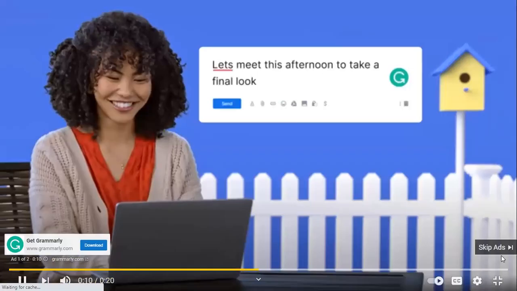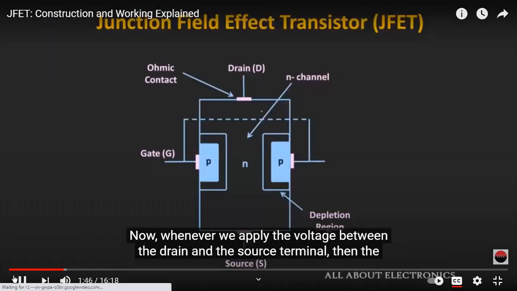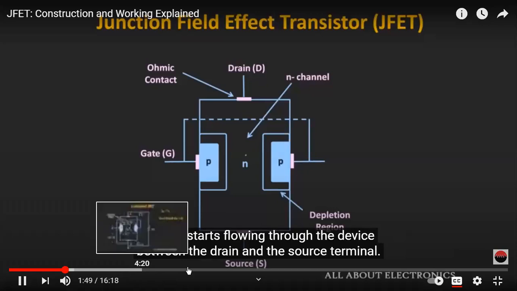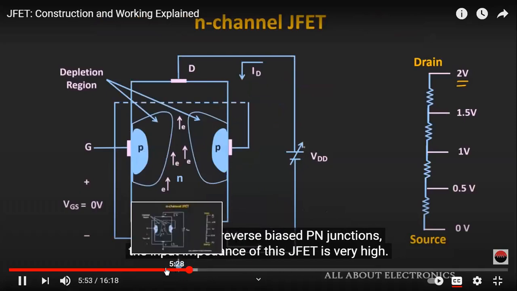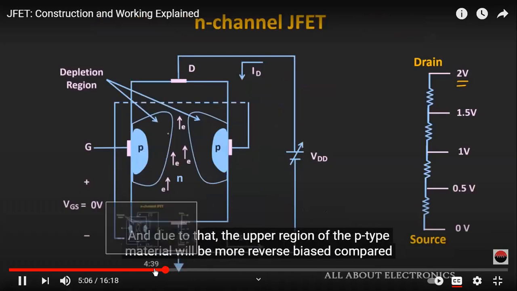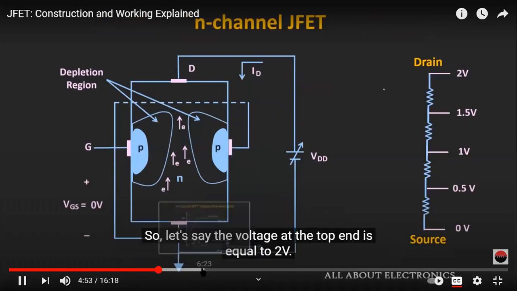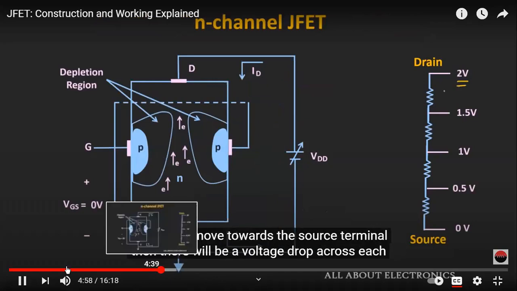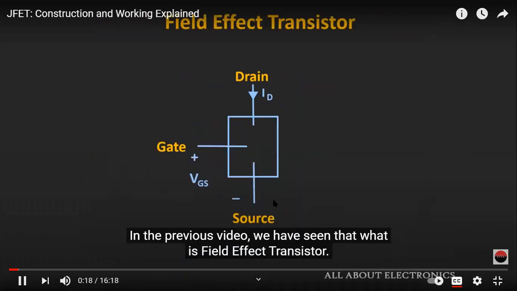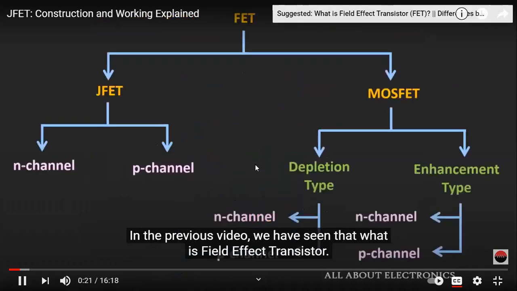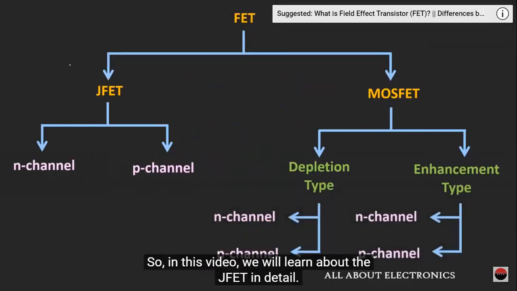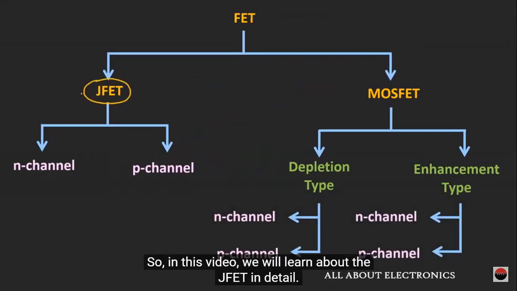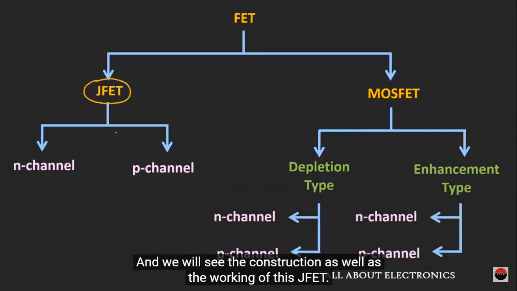Voltage between the drain and the source terminal, then the current starts flowing through the device between this drain. The impedance of this JFET is very high. Material will be more reverse biased. So let's say the voltage at the top end is equal to 2 volt, and as we move to N channel, we have seen what is a field effect transistor, and then we have briefly discussed the different types of FETs. So in this video we will learn about the JFET in detail, and we will see the construction as well as the working of this JFET.